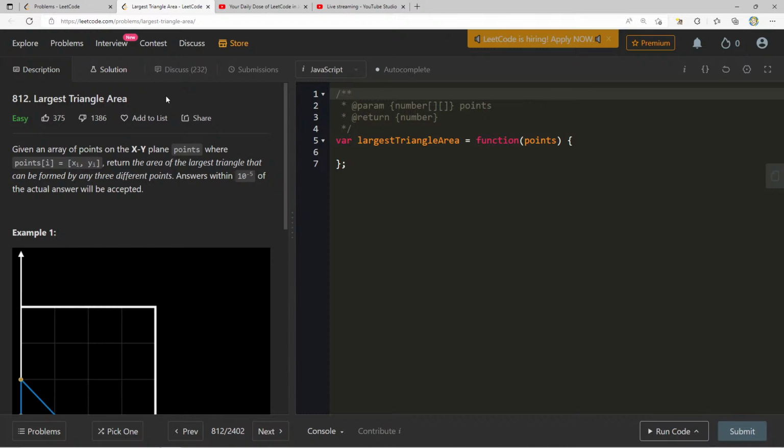All right, so given an array of points on the xy plane, points where points[i] equals [xi, yi], return the area of the largest triangle that can be formed by any 3 different points. Answers within 10 to the negative 5 of the actual answer will be accepted.